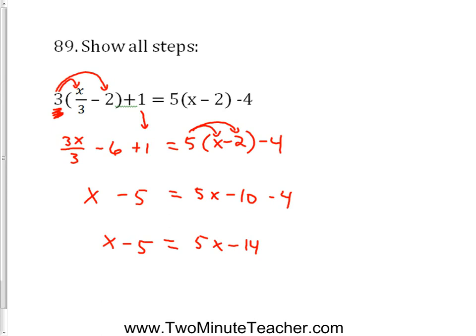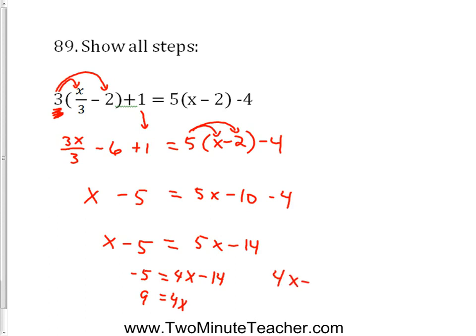Now I'm going to take away an x from both sides, and I'll have negative 5 is equal to 4x minus 14. Now I'm going to add 14 to both sides, and let's see, 14 minus 5 would be 9 is equal to 4x. And now, let me make sure I did that right. Add 14 to negative 5. Yeah, that's right. All right, so then I'm almost done here.